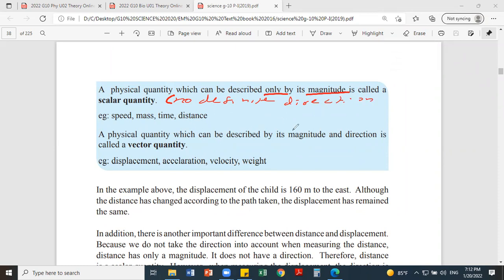I highlight the word here. If you want, you can underline it with a pencil at least. When magnitude and direction are both there, that is called a vector. If only magnitude, it is a scalar quantity. So what is the example here? Distance. We discussed distance, which has no definite direction. Therefore, that comes under scalar quantity.